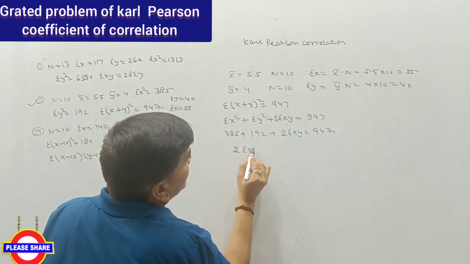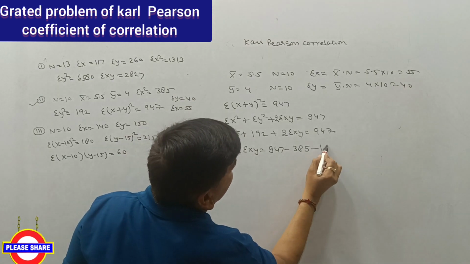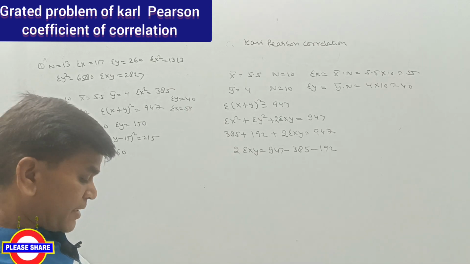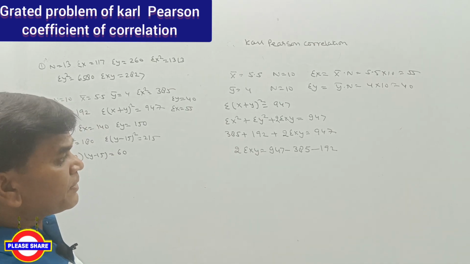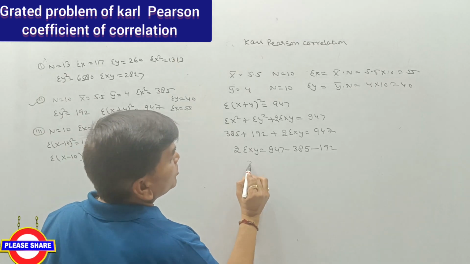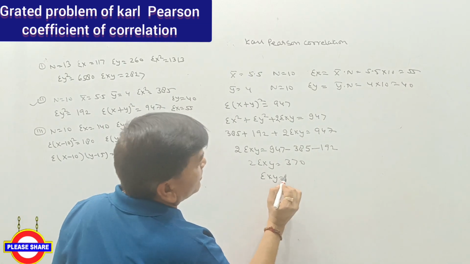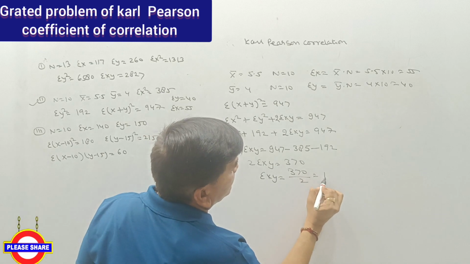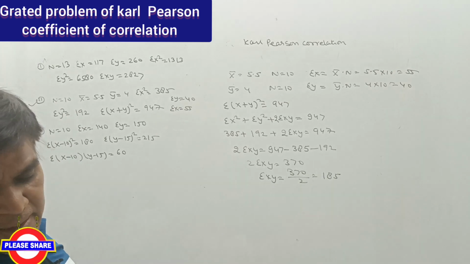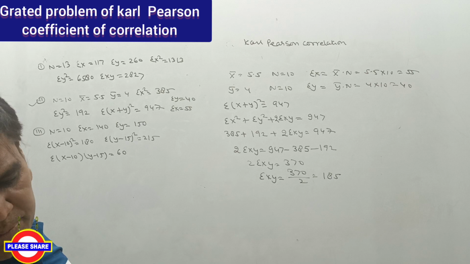So 2 sigma xy is equal to 947 minus 385 minus 192. We calculate 947 minus 385 minus 192, that is 370. So 2 sigma xy is equal to 370, and sigma xy is equal to 370 divided by 2, which is 185. So the value of sigma xy is 185 here. We can calculate with the help of this.